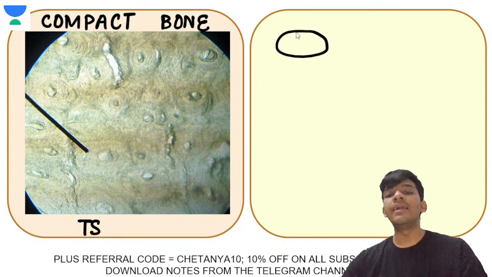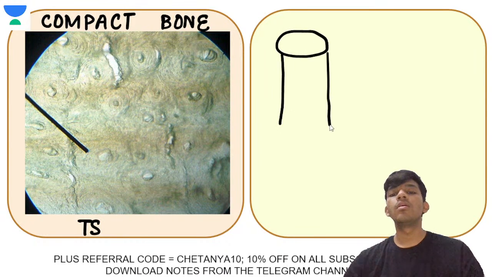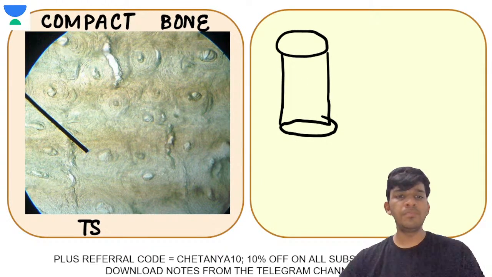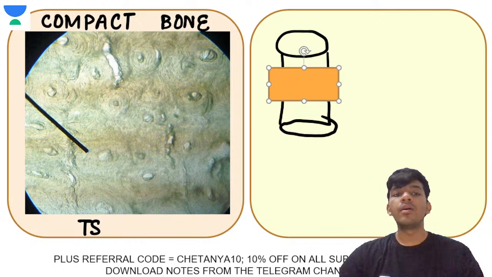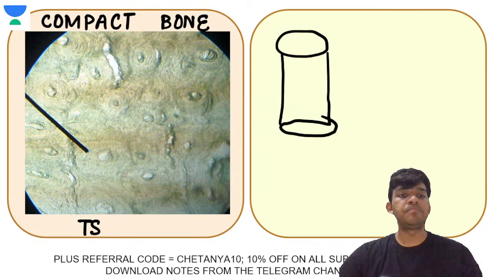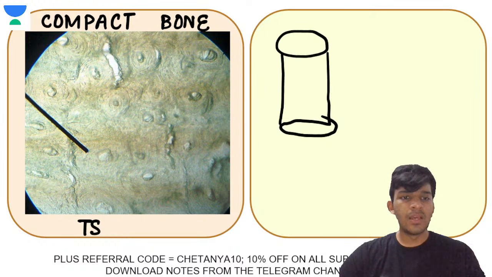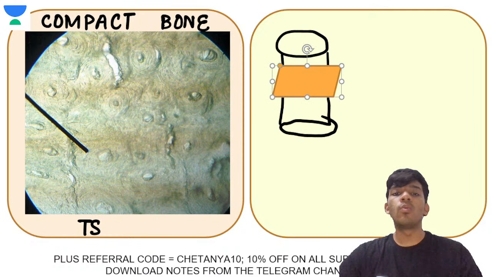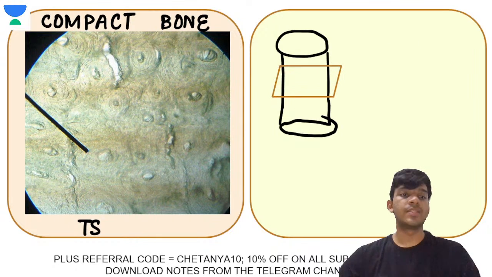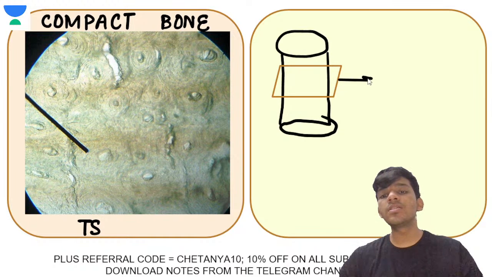Okay. So if I have a cylinder, and I am cutting it in a plane like this, right? I should probably make it slightly slanted, but you get the idea. If I am cutting it in a manner that is somewhat like this, okay? This is what is called a transverse section. Okay, I hope you understand.